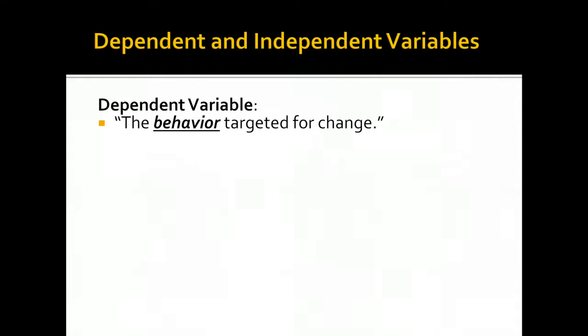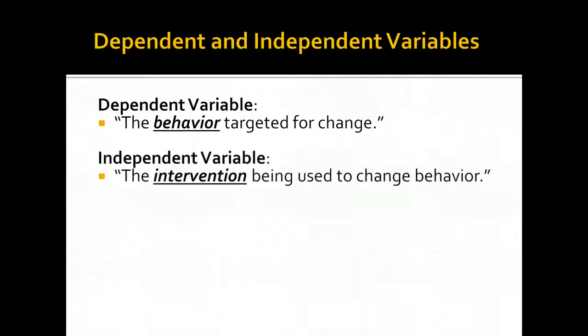One thing that you want to be able to understand is the difference between a dependent and an independent variable. This can be a little tricky. To boil it down though, the dependent variable is always the behavior that's targeted for change. The independent variable is the intervention that's being used to change the behavior.